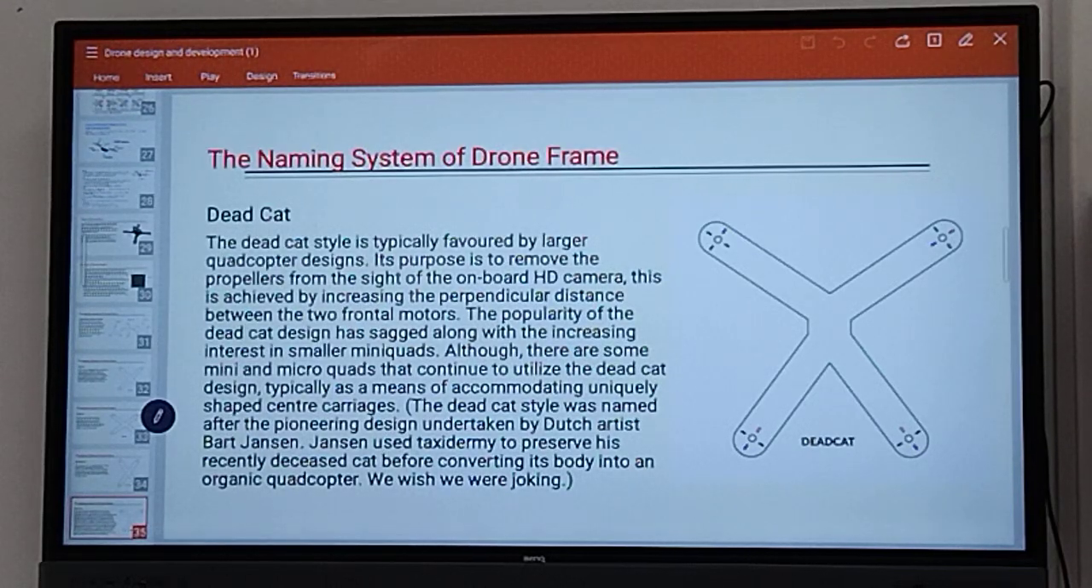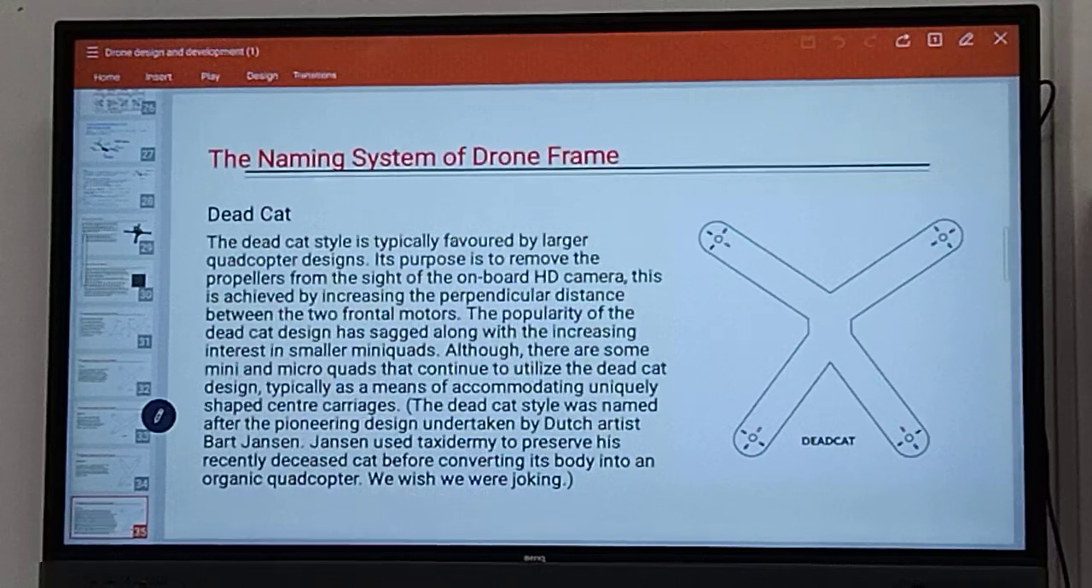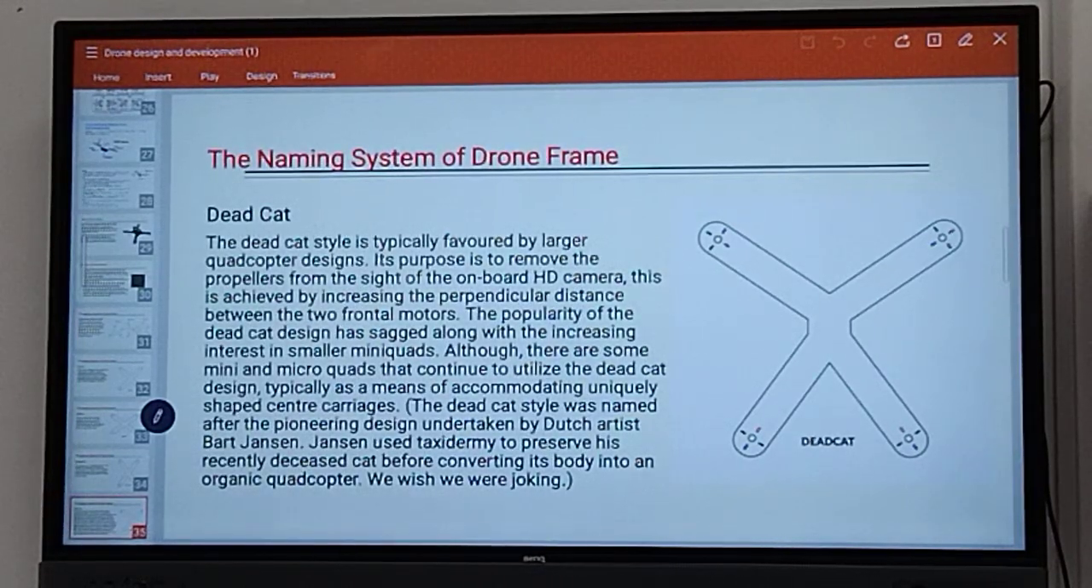Although there are some mini and micro quads that continue to utilize the dead cat design, typically as a means of accommodating a unibody shaped center carriage. The dead cat style was named after the pioneering design undertaken by the Dutch artist Bart Jansen. Jansen used taxidermy to preserve his recently deceased cat before converting its body into an organic quadcopter. We wish it were true.